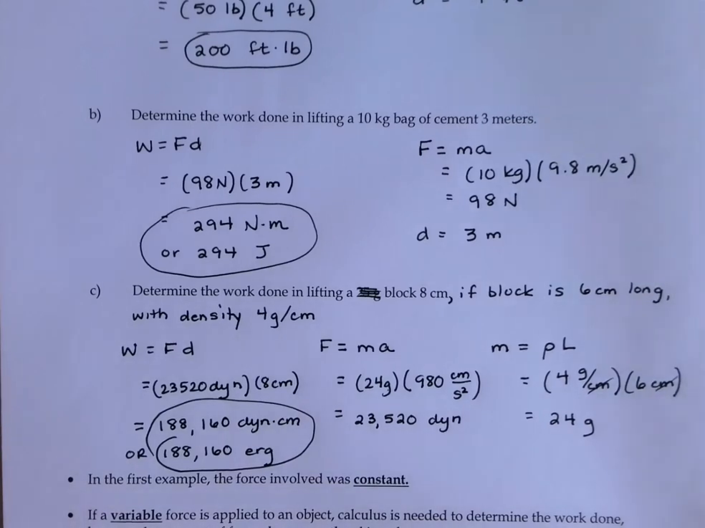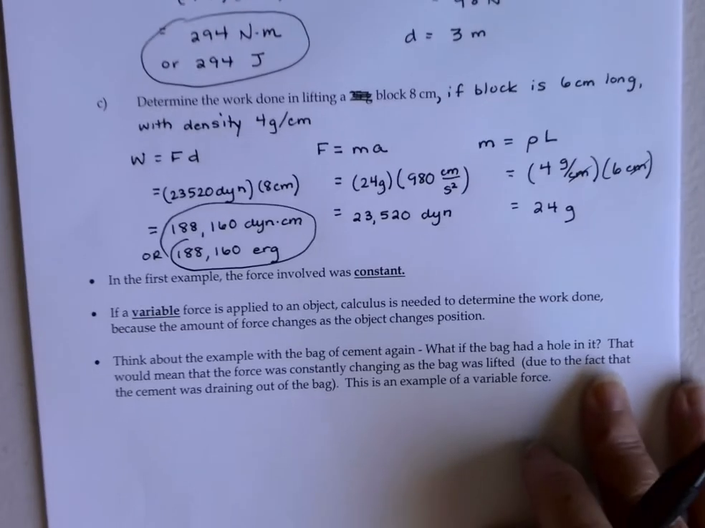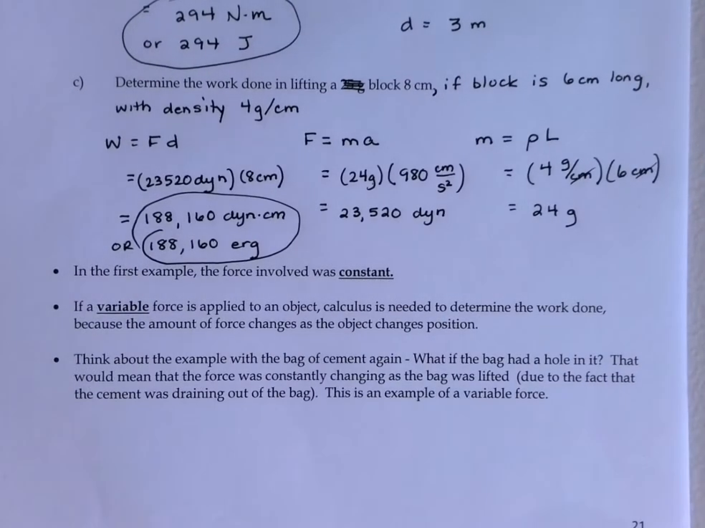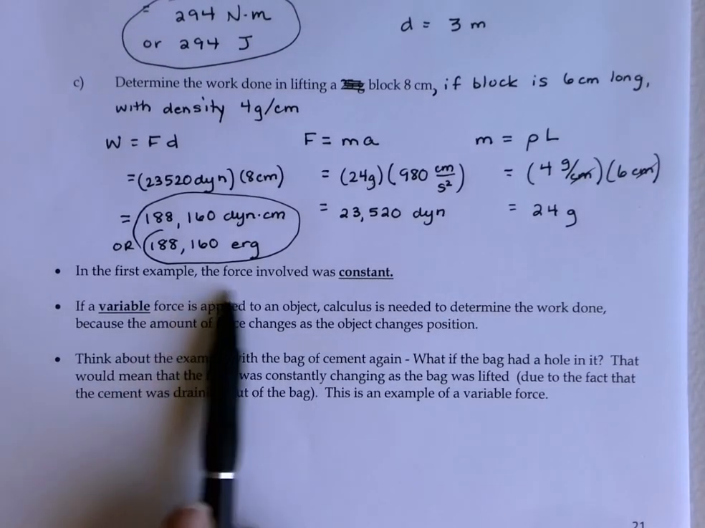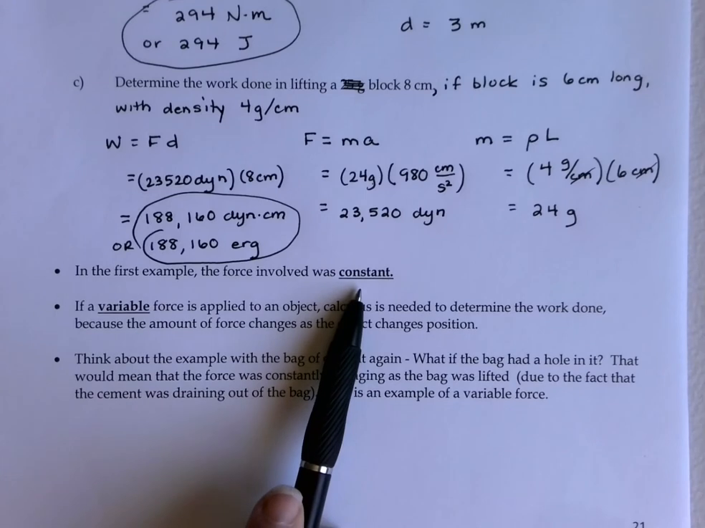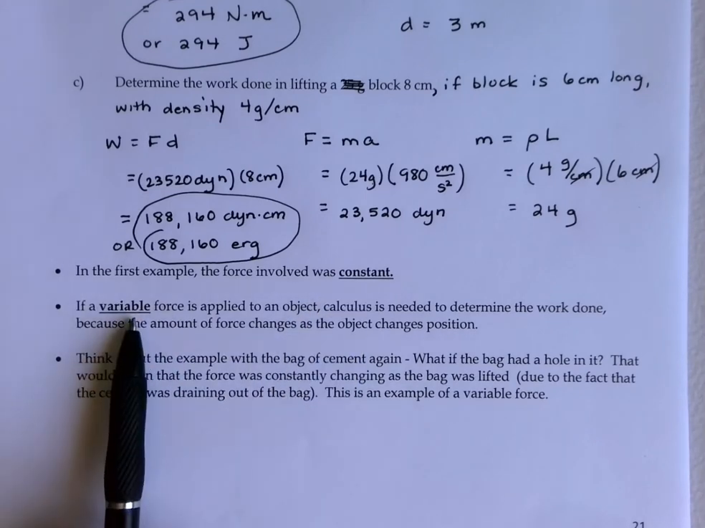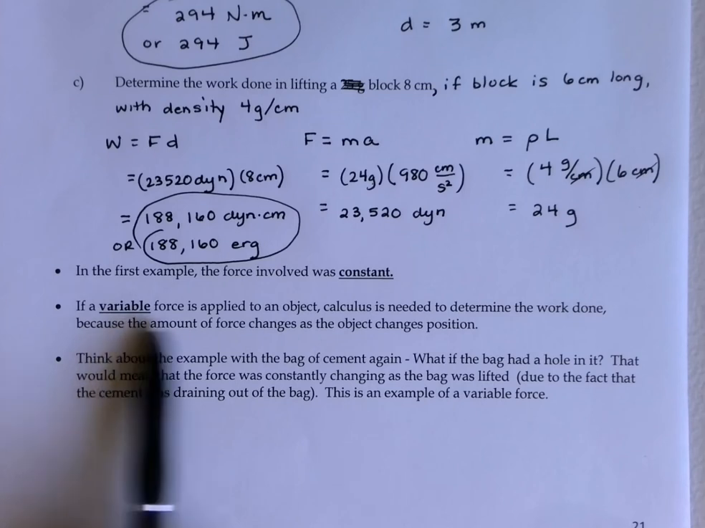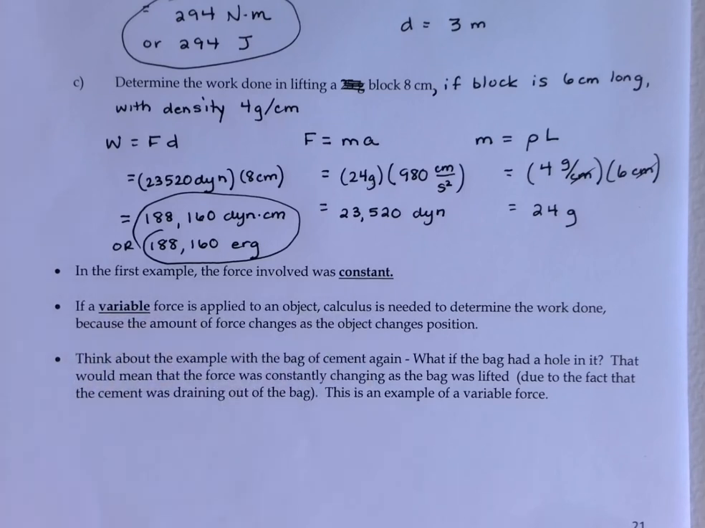All right. So what made those 3 examples pretty easy? You might have noticed we haven't used much calculus yet. What made this pretty easy was the fact that in each case, the force that was involved was constant. If we use a variable force on our objects, this is where calculus comes in, okay? Because the amount of force is going to change as the object changes its position. Here's an example to get you thinking in the right direction.